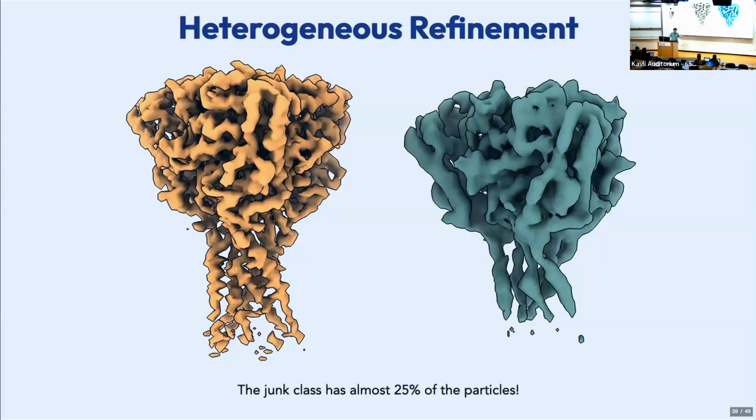This junk class is actually almost a quarter of our particles. So that might be why we had a little bit of blurring in that apo map. That last little bit of fake density might just be noise that had been aligned there, okay? So it turns out the particle stack wasn't actually fully clean.